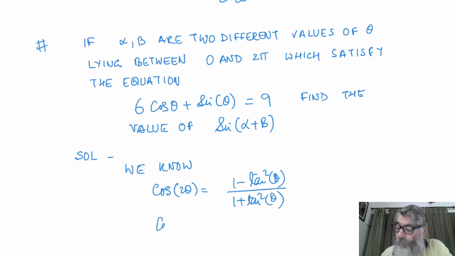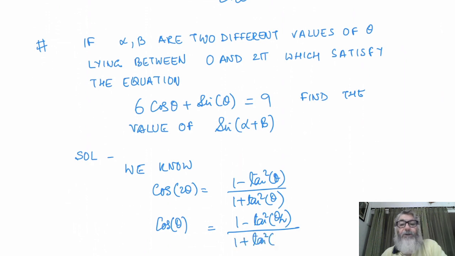So cos theta will become what? If on the left hand side 2 theta was there, on the right side half of that was there. Now if I reduce on the left hand side cos theta, then it will become cos theta is equal to 1 minus tan square theta upon 2 upon 1 plus tan square theta upon 2. I have reduced because it is 6 cos theta, so I calculated cos theta in terms of tan square theta by 2.